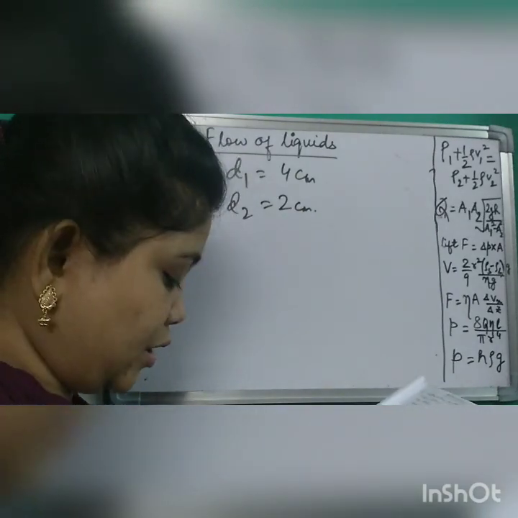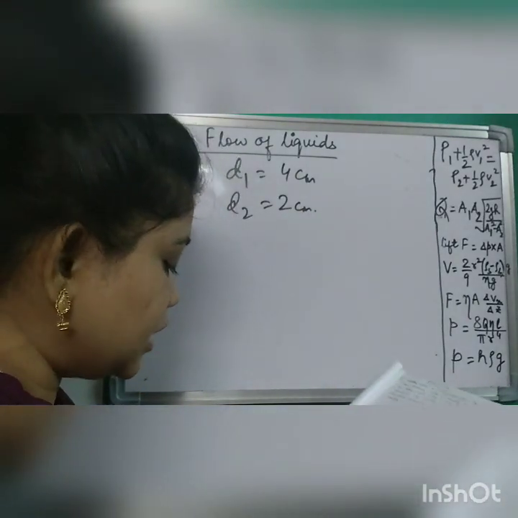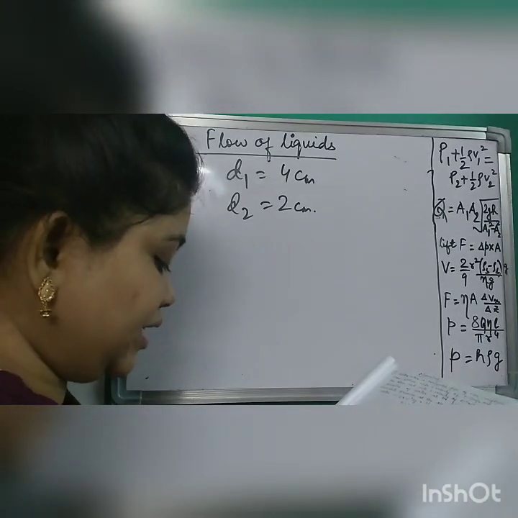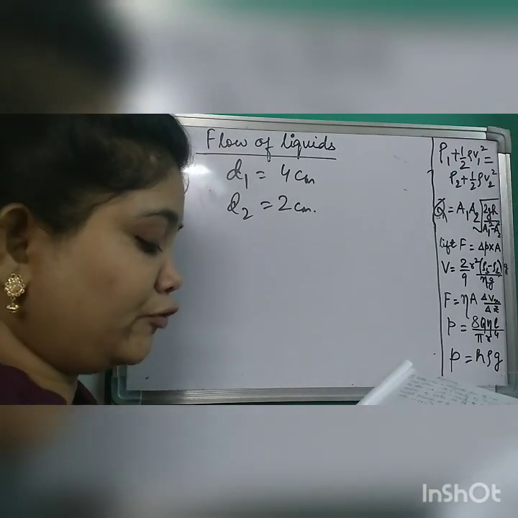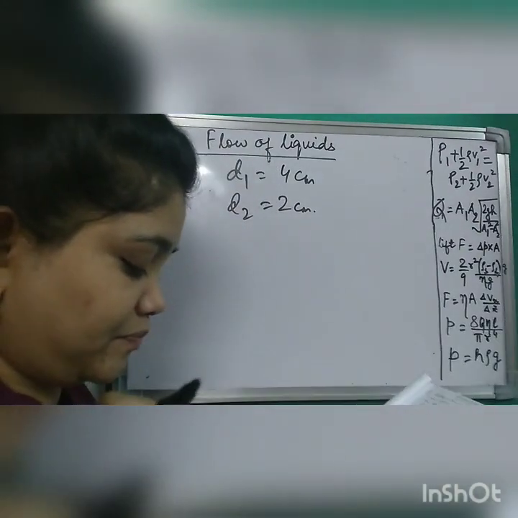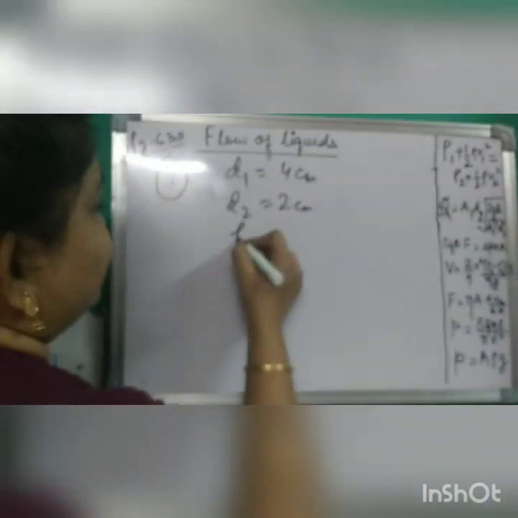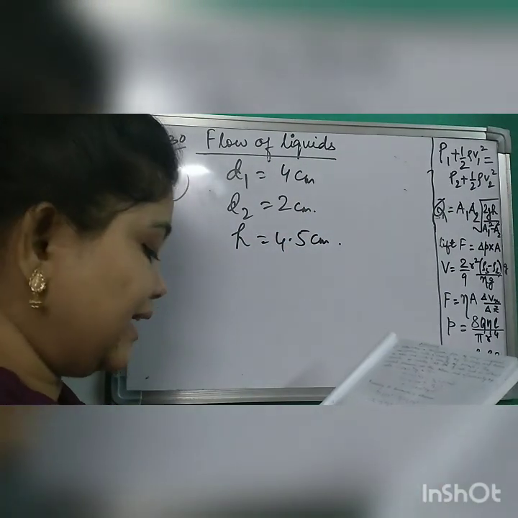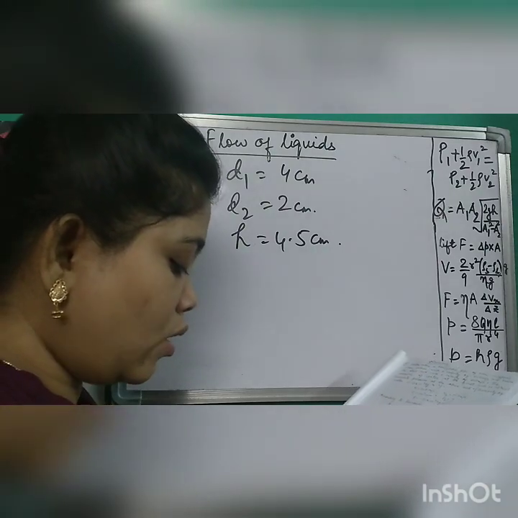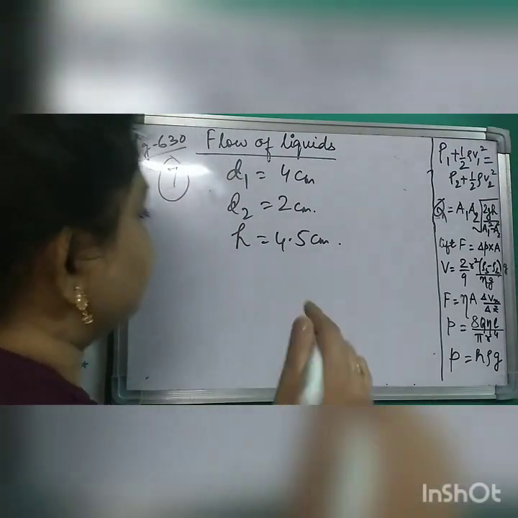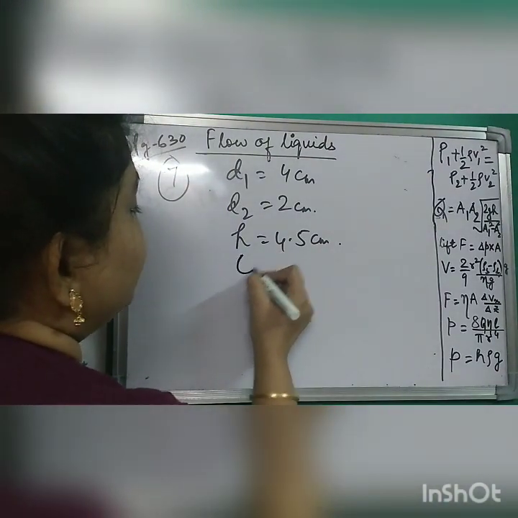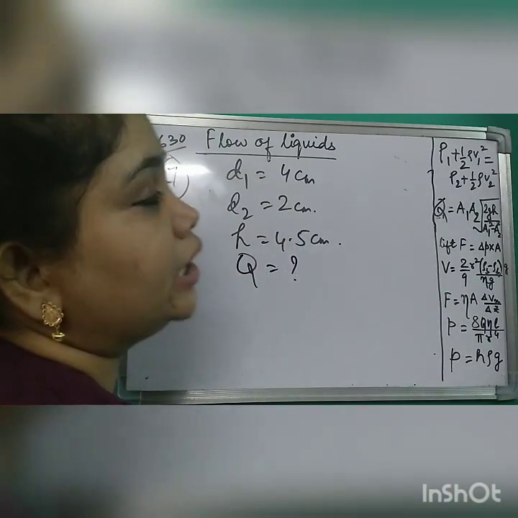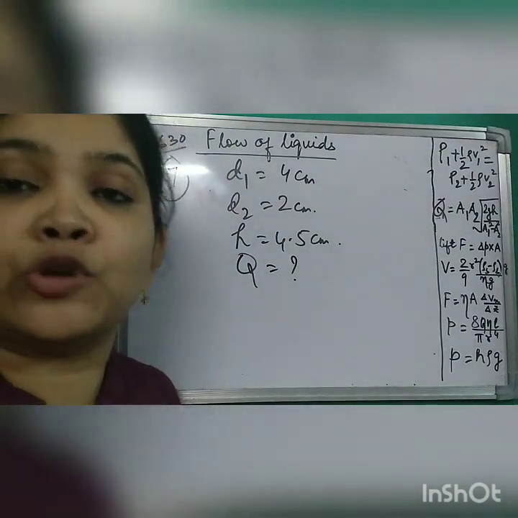Fine. Next, what else is given? The pressure difference between these two places is equal to 4.5 centimeter. That means the pressure difference is given as 4.5 centimeter, that means H is given as 4.5 centimeter. Then determine the rate of flow of water in the tube. That means you have to find out the Q, the amount of water flowing through the tube.